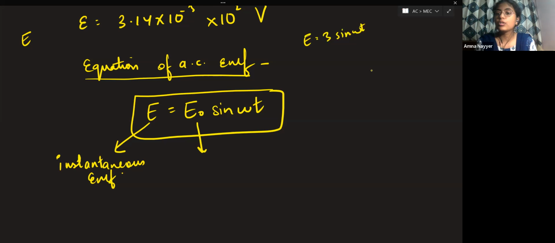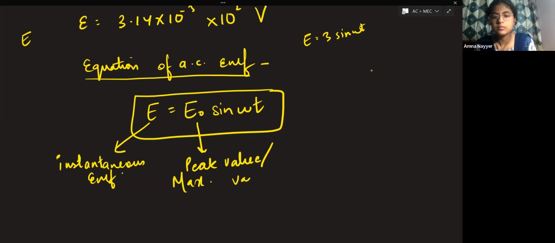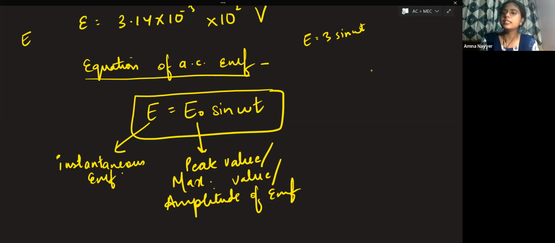So if you are asked what is the peak value or the maximum value or the amplitude of EMF, if any of these things are asked, it will be simply this 3, because this is E naught. And omega, you all know that's the angular frequency of the coil. Just note down these points, then we'll discuss further.